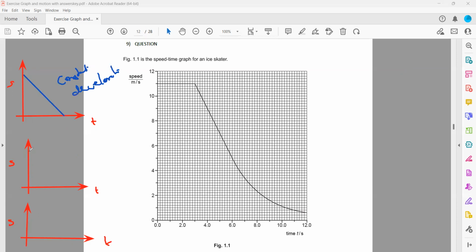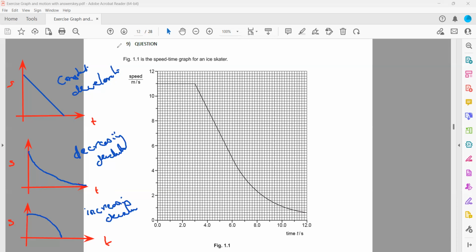If it's a speed time graph and the curve is becoming horizontal or turning to horizontal, so we say that here deceleration is decreasing, or we can say decreasing deceleration. And if the curve is getting like this, we call that an increasing deceleration. So even a deceleration can be constant, decreasing, or increasing.